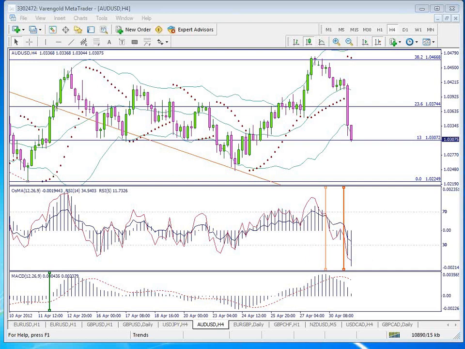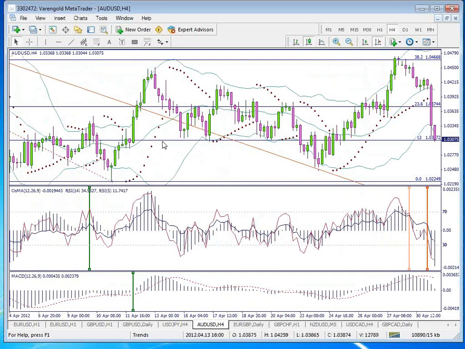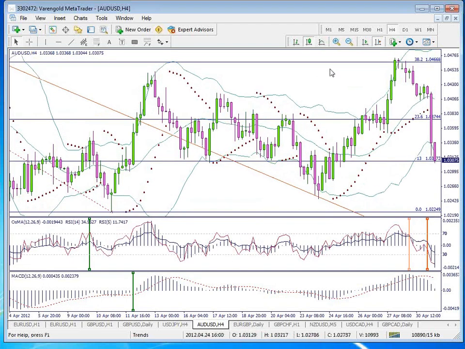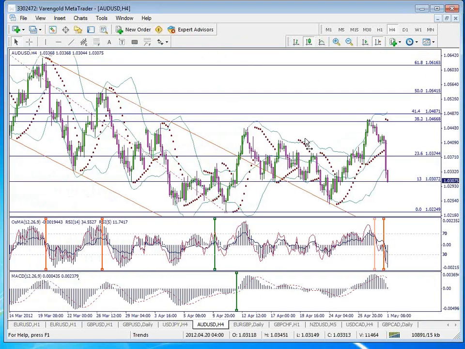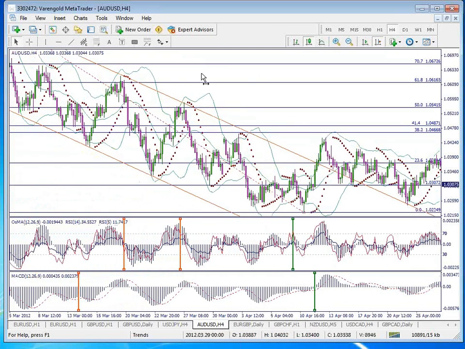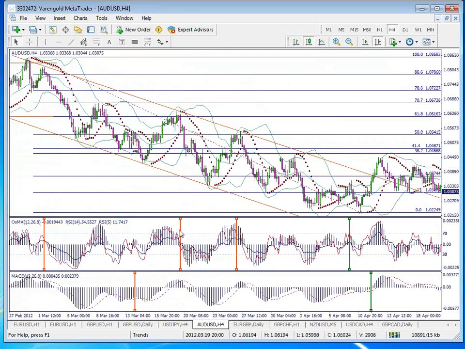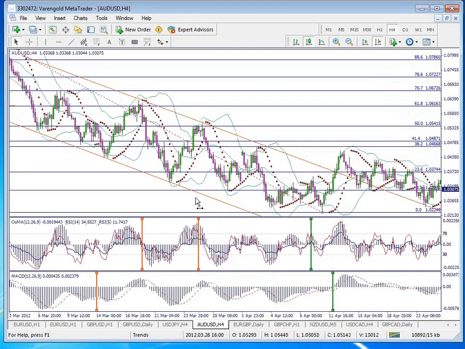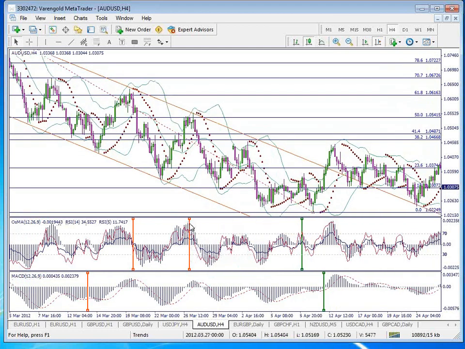So again, I am looking on bigger time frame to see the direction of the trend. And I'm going on smaller time frames and I'm looking for signals. I know from daily that those red lines are signals for sell. So after that signal, here is the signal on daily.